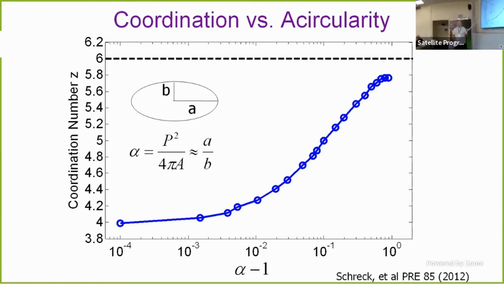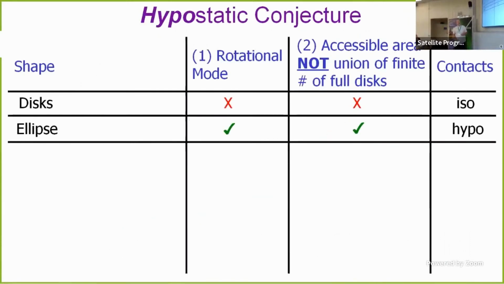But this is kind of a weird thing. It's telling us that isostaticity doesn't really work for particles that aren't circular, but it's a really big part of circular particles. So what can we do to try to understand this? We have made a hypostatic conjecture. We call these packings hypostatic because isostatic is exactly at the threshold, hypostatic is lower, hyperstatic is above. So we're interested in these hypostatic things.